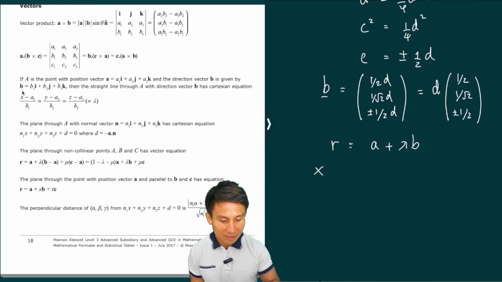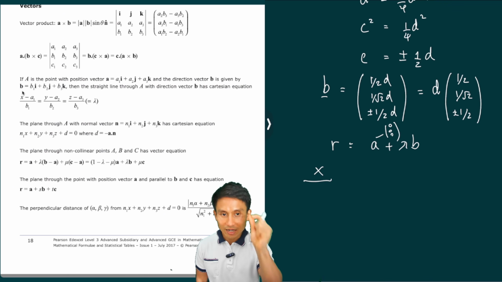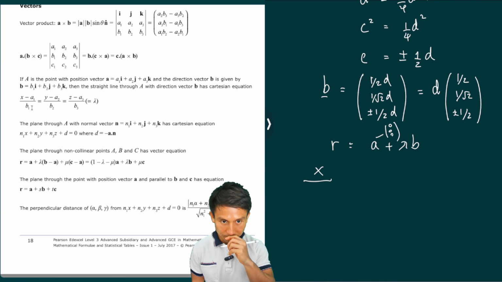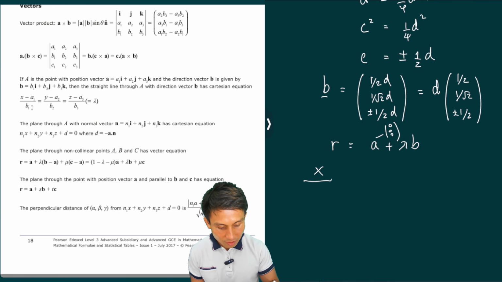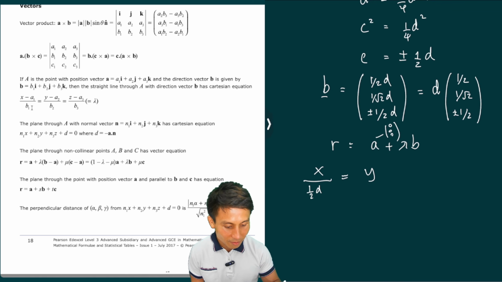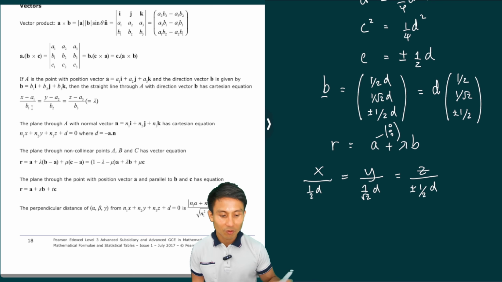So you can do x minus, well, because this is just 0, 0, 0, remember, because it passes through the origin. So that will just be x alone, no minus there, divided by the x component of the vector B, which is b1. So in our case, we got it to be 1 over 2, so we can do 1 over 2d here. It will simplify, but just for the working here. And what's next? y minus 0 over 1 over root 2d equals z over plus or minus 1 over 2d as well. Now d simplifies, right?